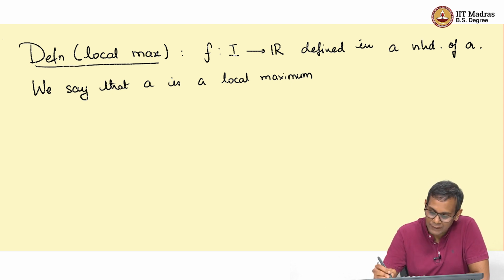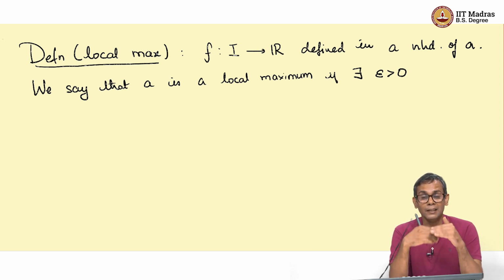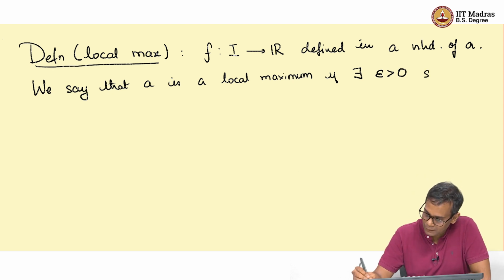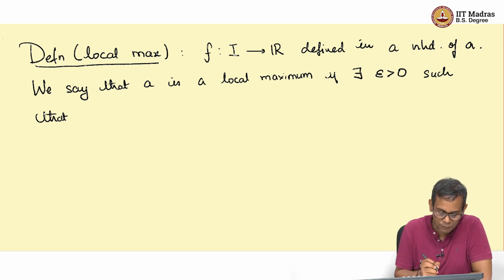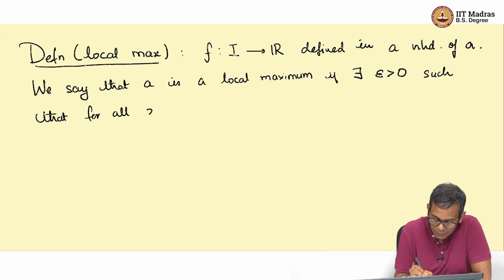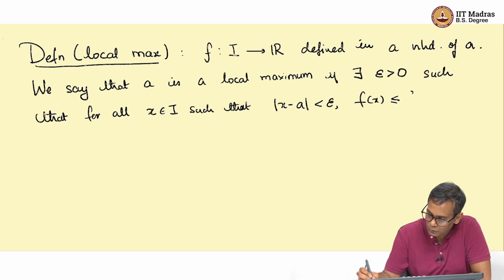The way we say that is if there exists epsilon greater than 0. The smaller this epsilon is, the more short sighted you are, and as long as you are short sighted enough, you will think you are at a maximum, such that for all x in I such that the absolute value of x minus A is less than epsilon, you have f of x is less than or equal to f of A.